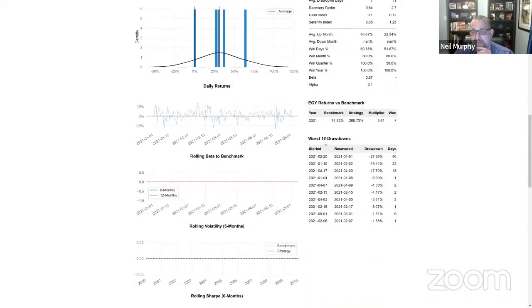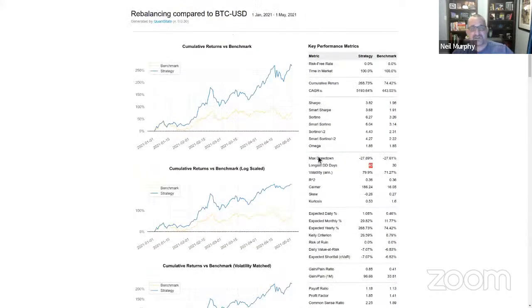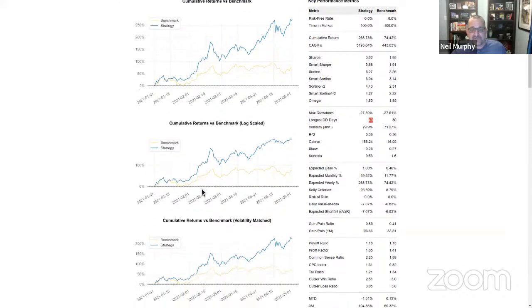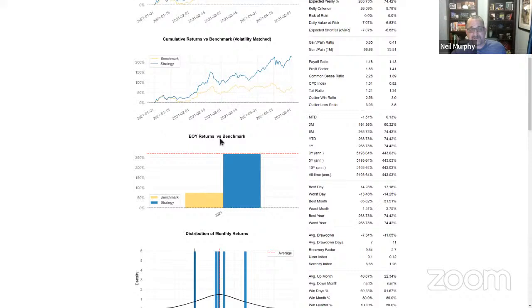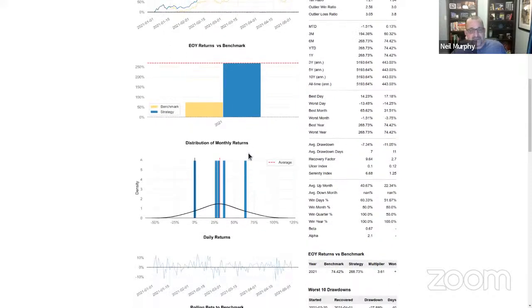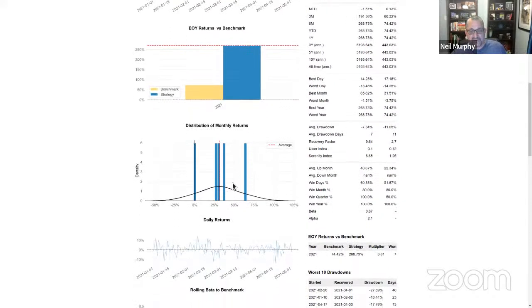And then when you get down to the bottom, your worst drawdown days as well. And if you go back up and look at the charts now, you've got your cumulative returns, you've got the log scale adjusted returns, you've got volatility matched returns, you've got your end of year returns versus benchmark. Some of these charts are better for longer term analysis, like this one's better when you're running 2 or 3 years or something like that. Your monthly distribution returns also a little better on longer terms.